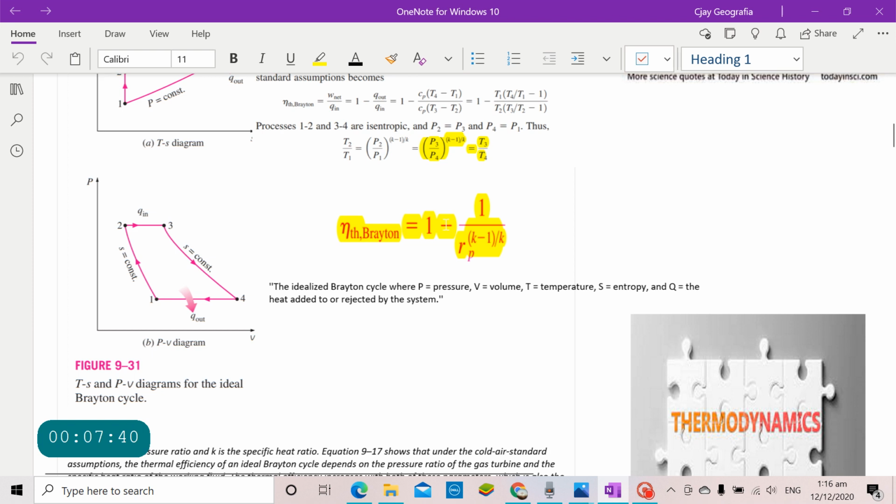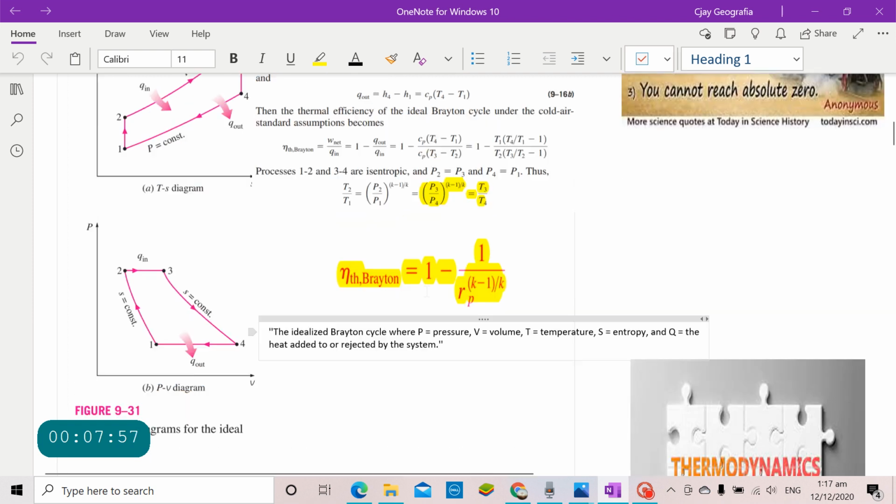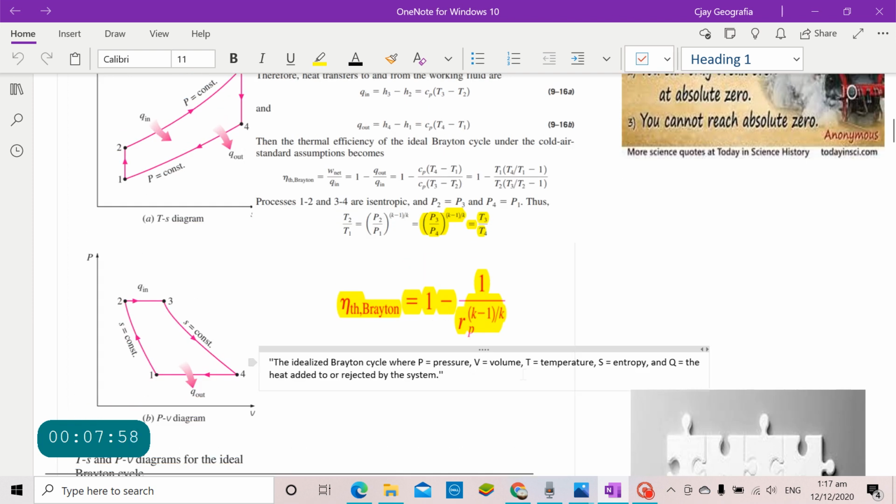So the efficiency of the Brayton cycle is the most common formula: η_Brayton is equal to 1 minus 1 over PR raised to (K minus 1) over K. This is the idealized Brayton cycle, where P is the pressure, V is the volume, T is the temperature, S is the entropy, and Q is the heat added or ejected by the system.